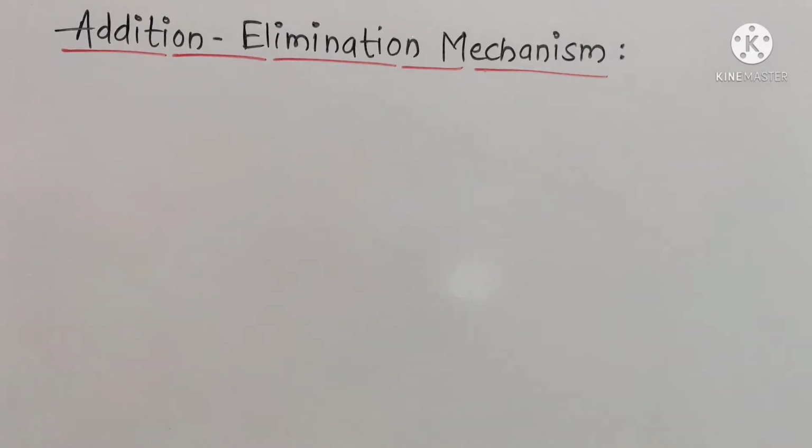Hello everyone, today we will study the addition elimination mechanism. This type of mechanism is followed by the halonitroarenes with nucleophiles such as alkalis, ammonia or amines. This reaction involves two steps. First we will see step 1 of the mechanism.